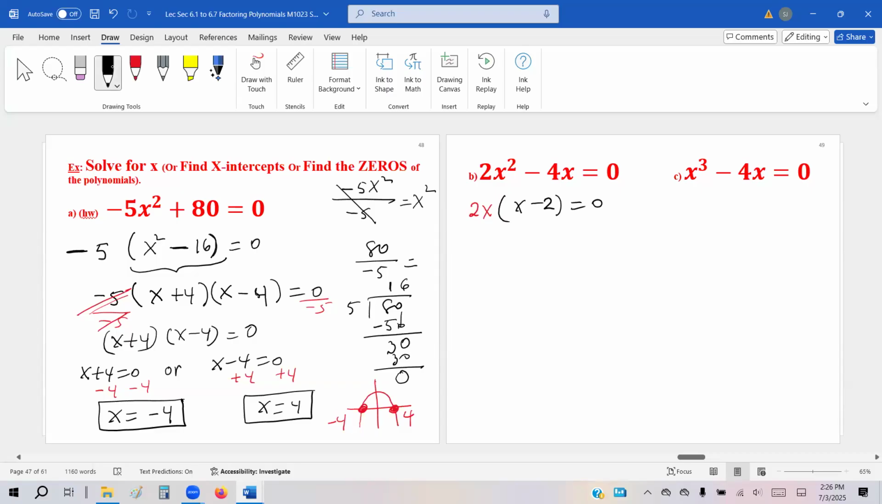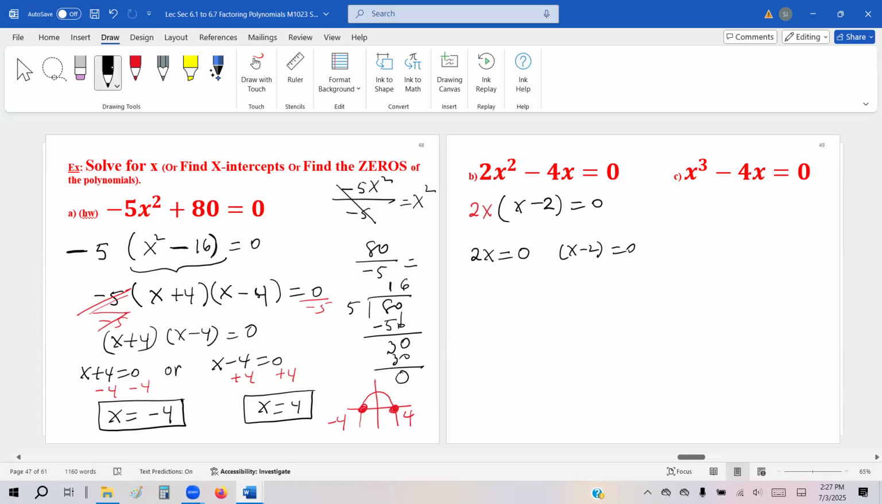So the product of them equals 0. What do we do next? See, now 2 is not alone, 2 is a variable: 2x. So we take the 2x and set 2x equals 0, and x minus 2 equals 0.